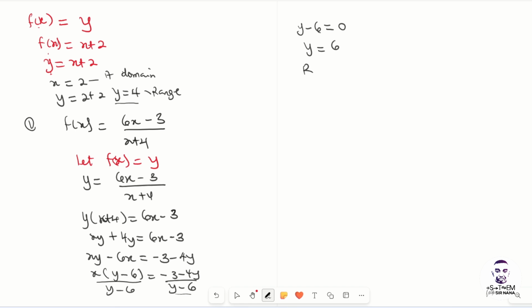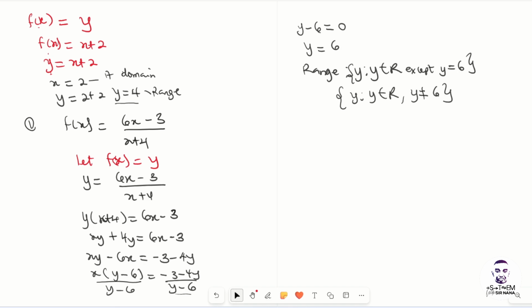Then when we are writing the range, we write the range as y such that y is a member of all real numbers, except y is equal to 6. So when we use except, we can write it like this, or we can also write the range as y such that y is a member of all real numbers, where y is not equal to 6. So any of these constitute the range.